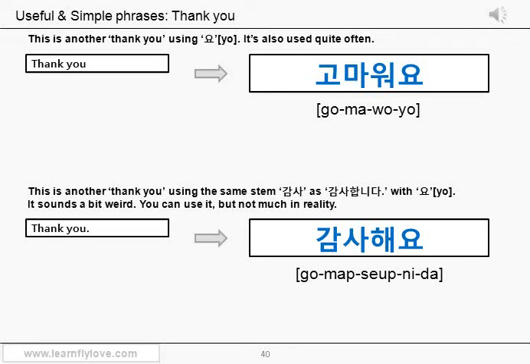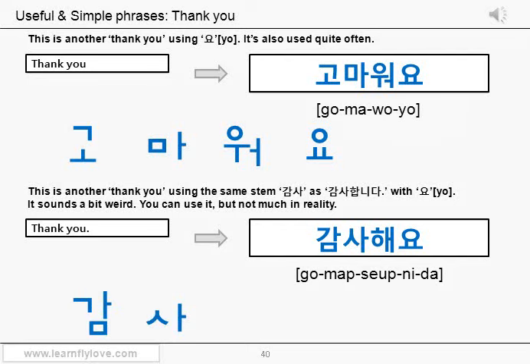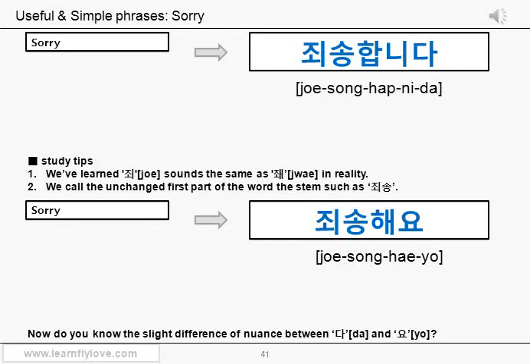고마워요. 그, 오, 고, 무, 마, 으, 워, 으, 요. And there's another thank you. 감사해요. 그, 가, 감, 스, 사, 흐, 해, 으, 요. 감사해요. How do we say sorry in Korean?